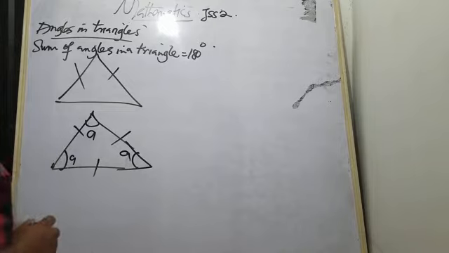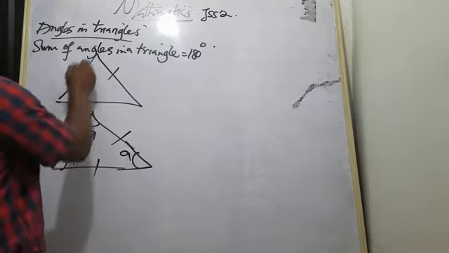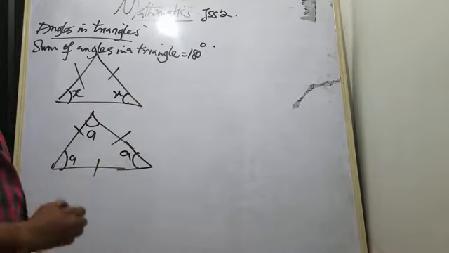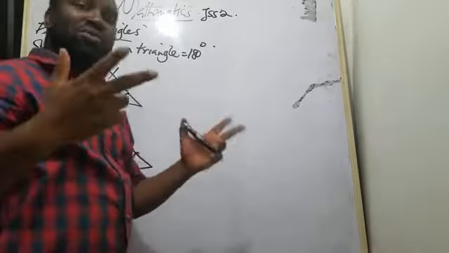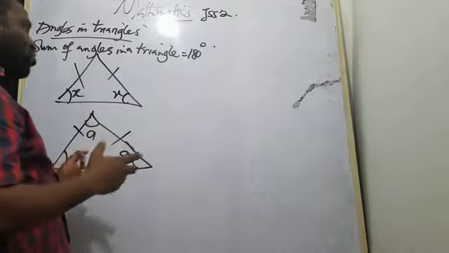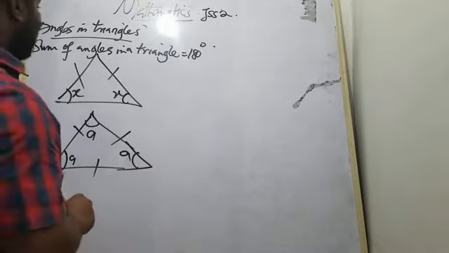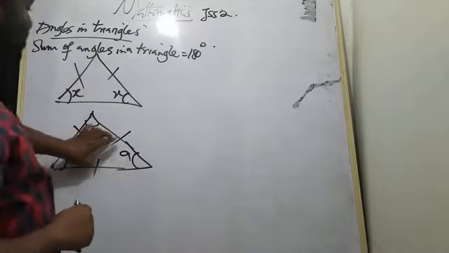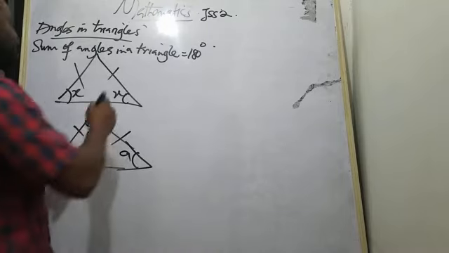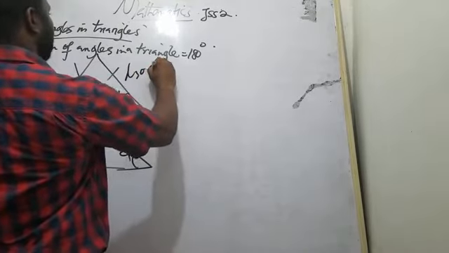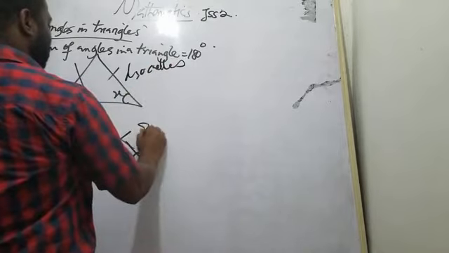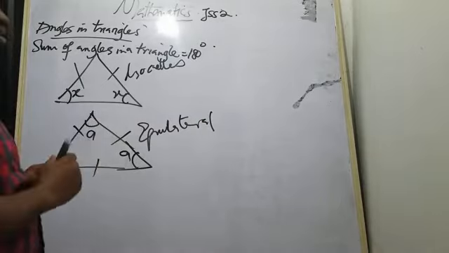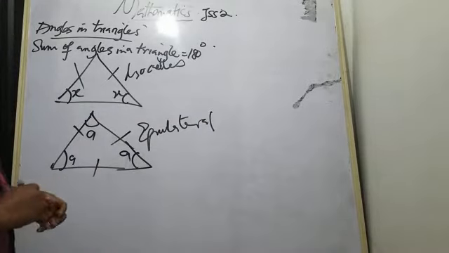Okay? Now, if this is X, this angle is also X. Why? Because in an isosceles triangle, you have two sides equal, while the other angle is not equal to the other two angles. While for an equilateral triangle, all are equal. Okay. Now, let's look at an example.